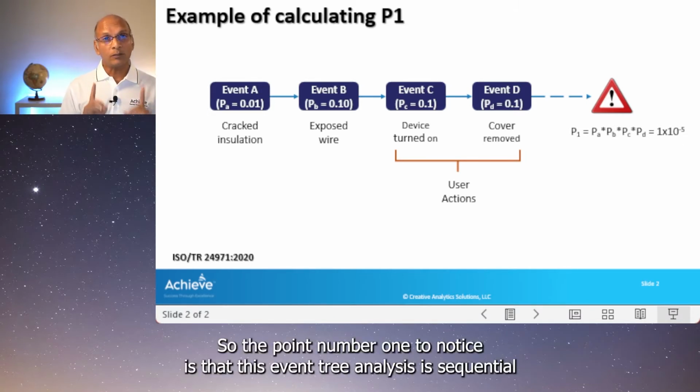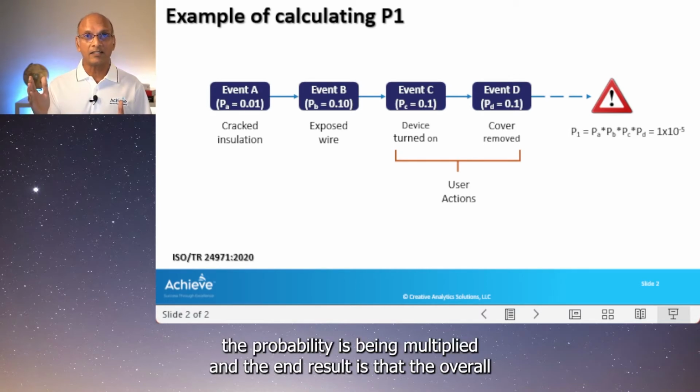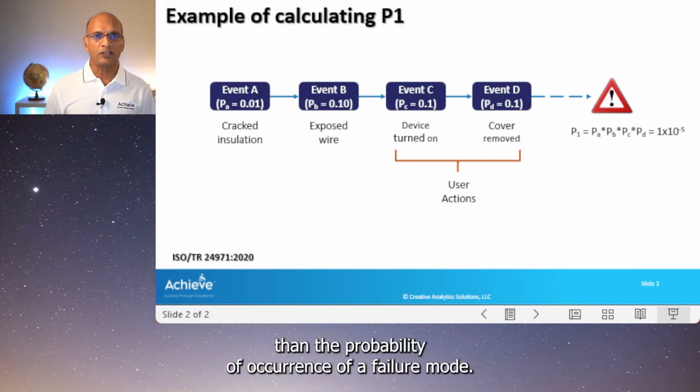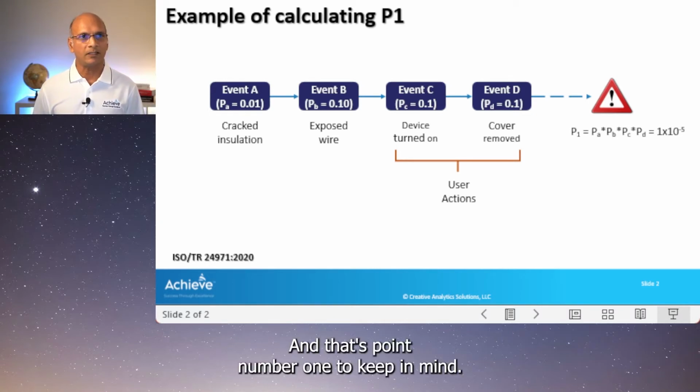So the point number one to notice is that this event tree analysis is sequential. As a result, all these independent events have their probabilities multiplied. And the end result is that the overall probability of hazardous situation P1 is much lower than the probability of occurrence of a failure mode. That's point number one to keep in mind.